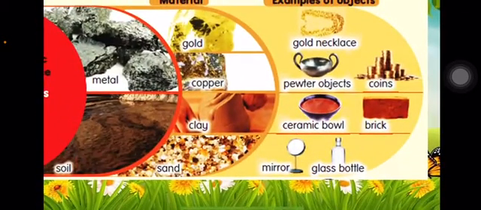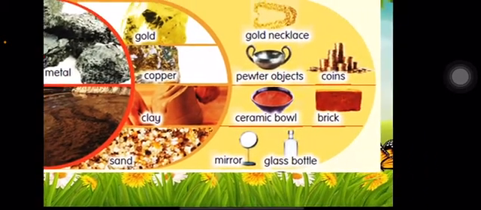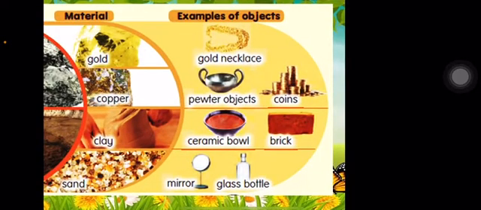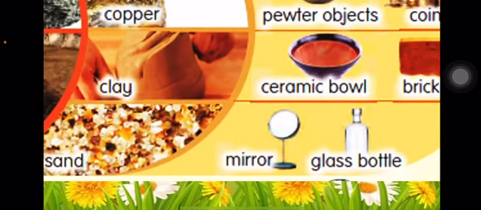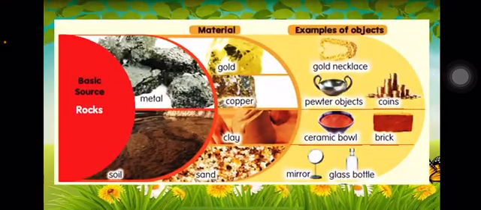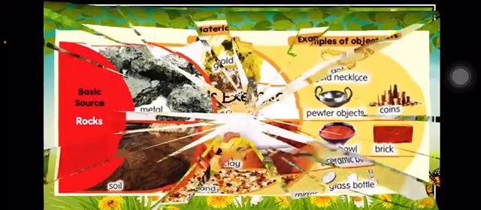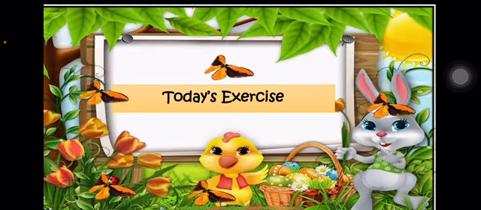And from the soil we can get clay and sand. From clay we can make a ceramic bowl and brick. From the sand we can make mirrors and glass bottles. So all the glass objects are made from the sand. And the sand is from the soil, and soil is from rocks. So we have 4 basic sources of material, that is plants, animals, petroleum, and rocks.